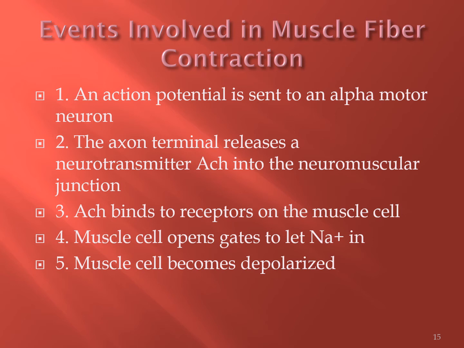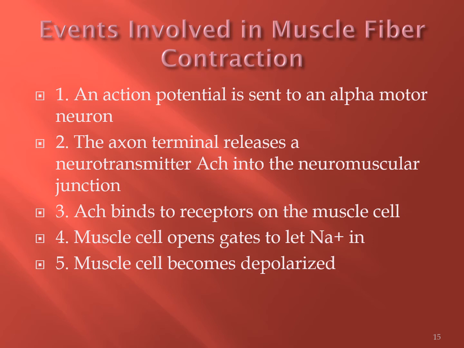In terms of the events involved in muscle fiber contraction, this is a fairly complex set of reactions that will occur in order for a muscle fiber to contract. First, an action potential is sent from the alpha motor neuron. An action potential is an excitatory stimulus that will result in some sort of action at the effector level, or at the muscle level. When it reaches the axon terminal of the neuron, it will release a neurotransmitter, ACh, short for acetylcholine, into the neuromuscular junction.